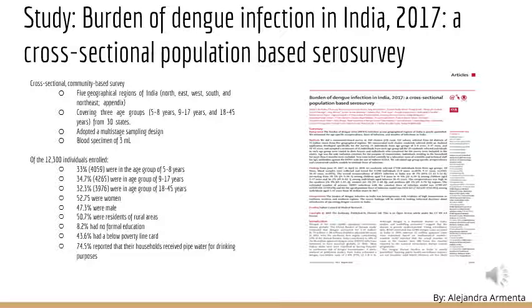12,300 individuals were used for estimation of dengue seroprevalence, and out of the 12,300 individuals enrolled, 33% were in the age group 5 to 8 years, 34.7% were in the age group of 9 to 17 years, 32.3% were in the age group of 18 to 45 years, and 52.7% were women, as 47.3% were male. 50.7% were residents of rural areas, and 8.2% had no formal education. 43.6% had a below poverty line card, and 74.5% reported that their households received piped water for drinking purposes.